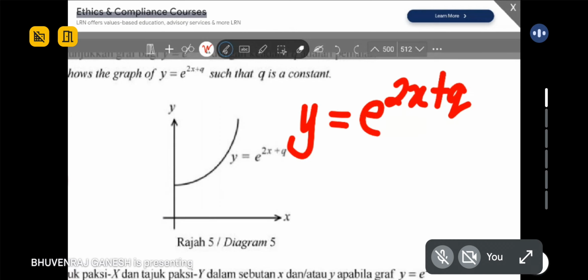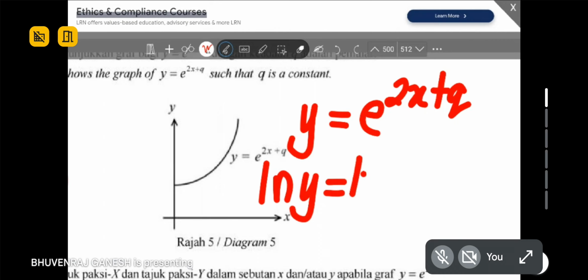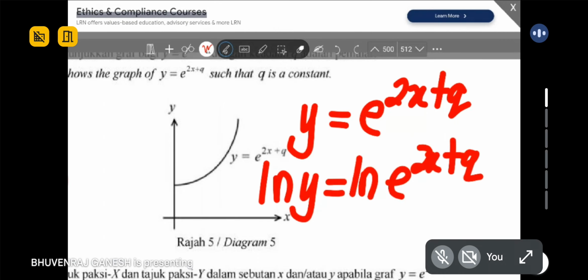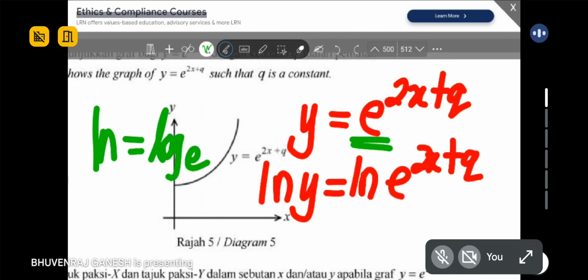Okay. So now, you add ln to both sides. Okay, why do you add ln, guys? May I know the reason? Kenapa kamu kena tambah ln? Because you see the e. Whenever you see e, always use ln. Remember, ln is log base e. This is a very important concept. Log base e is ln.